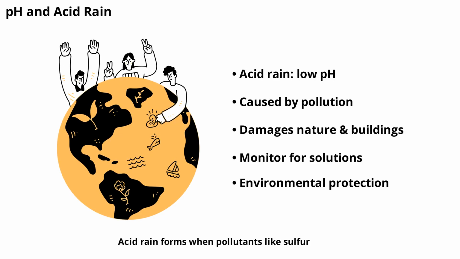Acid rain forms when pollutants like sulfur dioxide and nitrogen oxides mix with water vapor, creating acids. This lowers the pH of rainwater, which can damage forests, lakes, and buildings. Monitoring rainwater pH helps scientists track pollution and develop solutions to protect the environment.